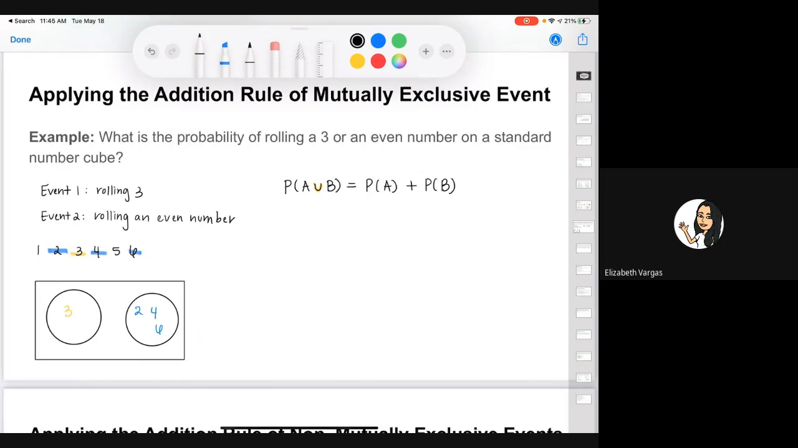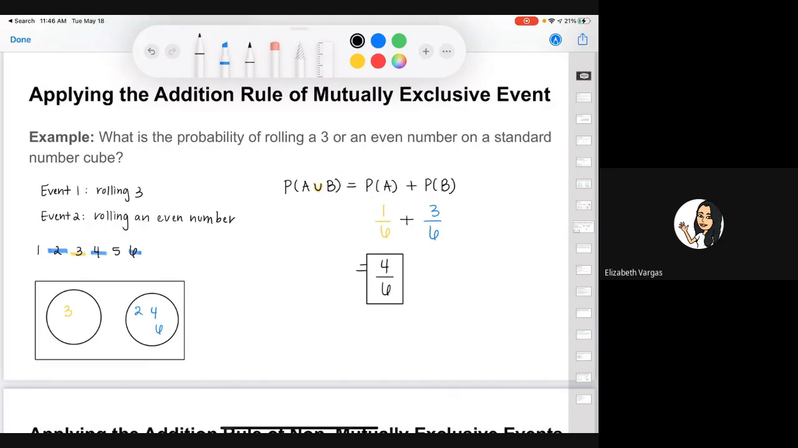So how many of my numbers are in event 1 or A? 1 out of my 6 numbers is in event A. How many of my numbers are in event B? Well, I have 3 out of my 6. I just add those together. That gives me 4/6. So the probability of rolling a 3 or rolling an even number is 4 out of 6.